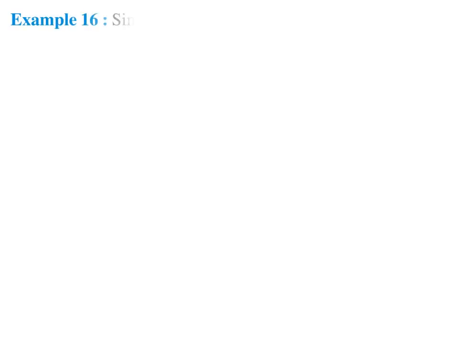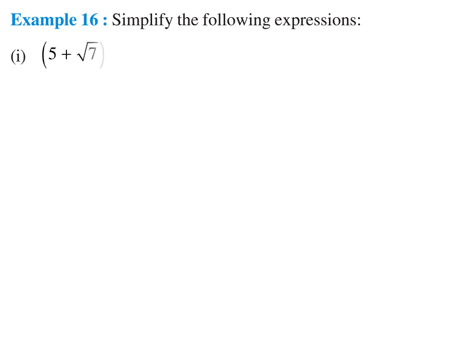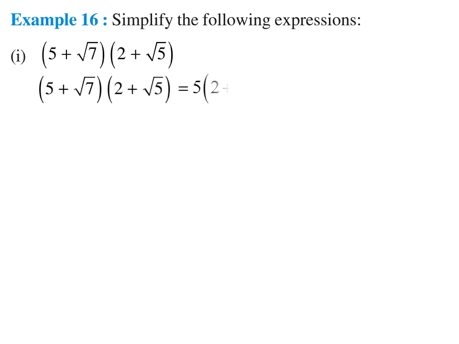Example number 16. Simplify the following expressions. So the first expression is 5 plus root 7 into 2 plus root 5. Now what we have to do? We have to multiply the corresponding numbers with corresponding terms. So first of all I am multiplying 5 into 2 plus root 5, plus root 7 into 2 plus root 5.